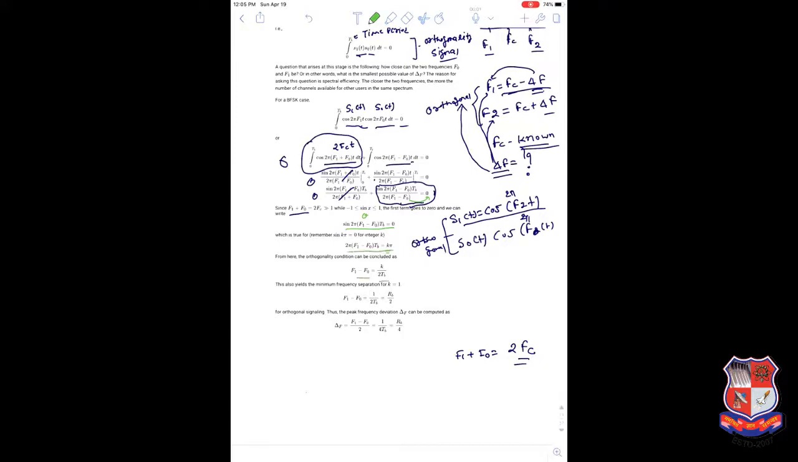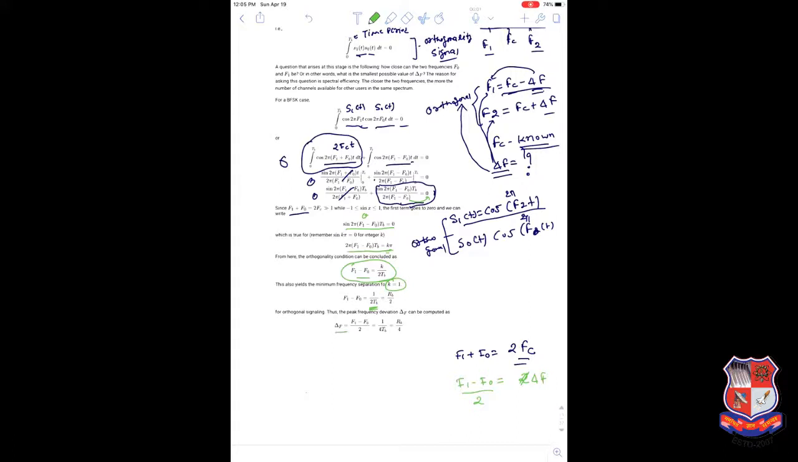And if we represent this equation in terms of f1 minus f0, what is f1 minus f0 here? It gives us 2 delta f, right? So delta f is basically (f1 minus f0) by 2. This gives k pi, the pi would be cancelled, and finally we end up with f1 minus f0 equal to k by 2 tb. If you put the minimum value k equal to 1, the first point where this equation would be zero is 1 by 2 tb.